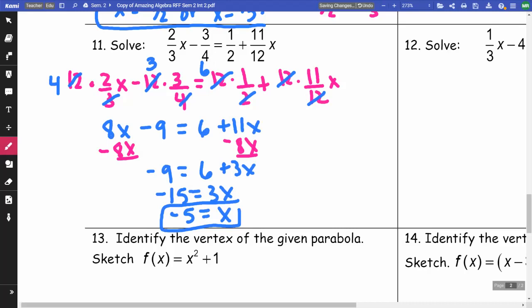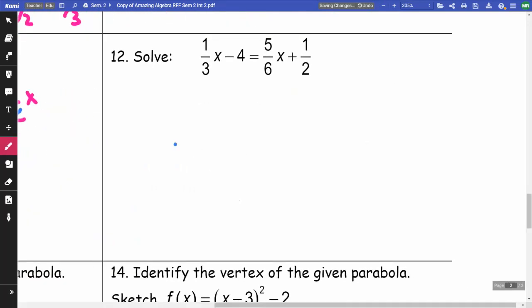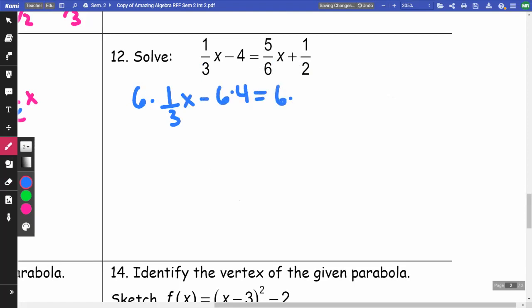On number 12, I'm going to do a similar process here. Okay, so I have a 3, a 6, and a 2. I'm going to multiply everything by 6. So I'm going to go 6 times 1/3 x minus 6 times 4 equals 6 times 5/6 x plus 6 times 1/2.